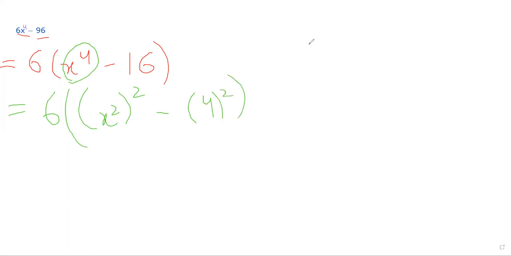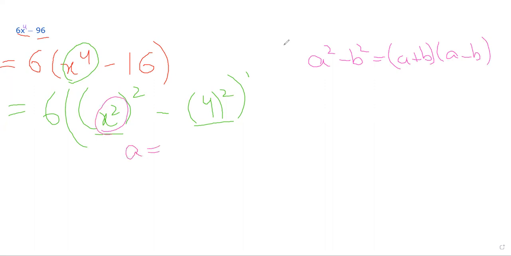So what is this, the formula for what? A square minus b square. What is that formula? A square minus b square is equal to a plus b, then a minus b. Very good. So what is a here? A is x square and b is 4. So now we will use this in this formula.